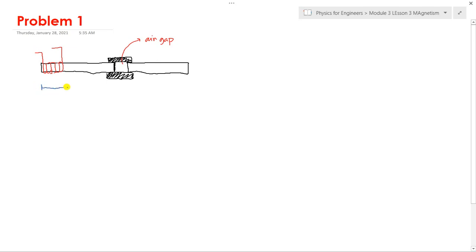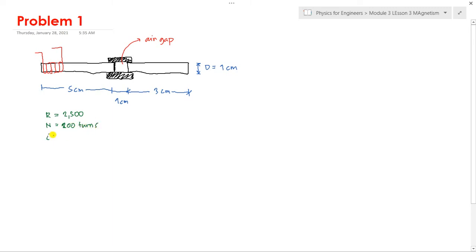So the length of the first core is 5 cm. The length of the gap, the air gap, is 1 cm. Next, the length here is 3 cm. And then the diameter here, assuming that this core is a rod, is 1 cm. The iron cores are the same material, and it has a relative permeability, R, that is 2500. Next, we have N, the number of turns of the source, that is 200 turns.